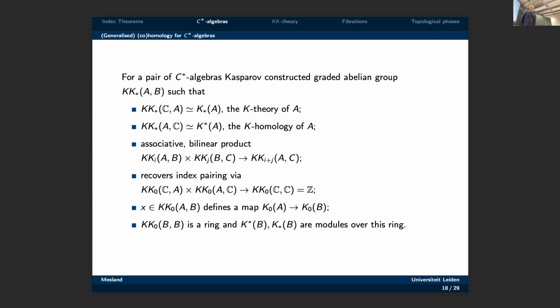Now, one way to think of elements in this KK group is that they define a map from the K-theory of A to the K-theory of B using these rules here and this product. You see that that's what they do.